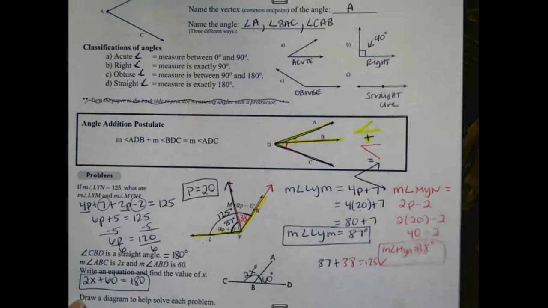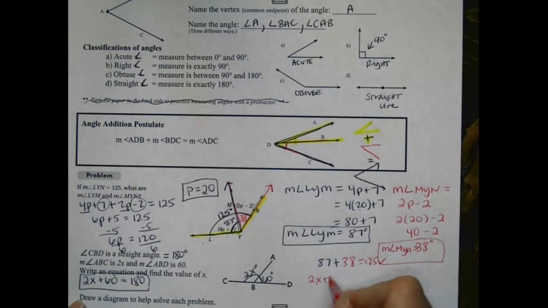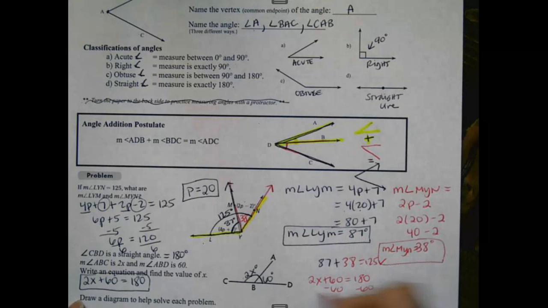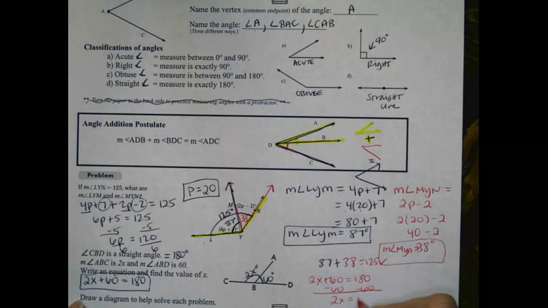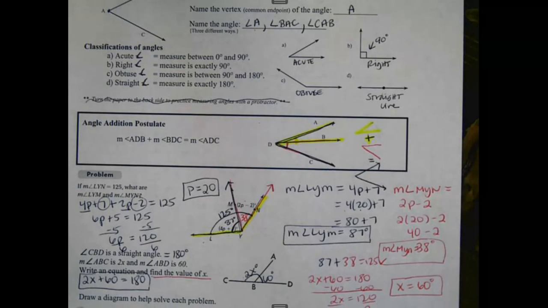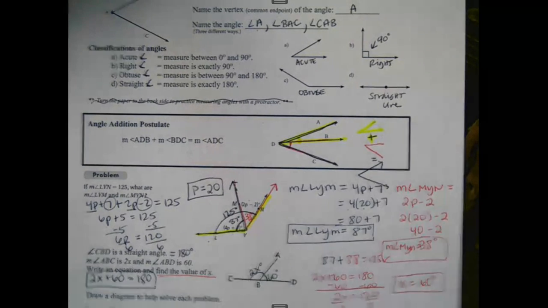So for my value here, 2x plus 60 equals 180. We're going to subtract 60 first. 2x equals 120. Now we divide both sides by 2, and we get x equals 60 degrees. This problem just wanted us to solve for x, so make sure that you are reading the instructions here. So that one was just an x value problem. So we are done with this problem.